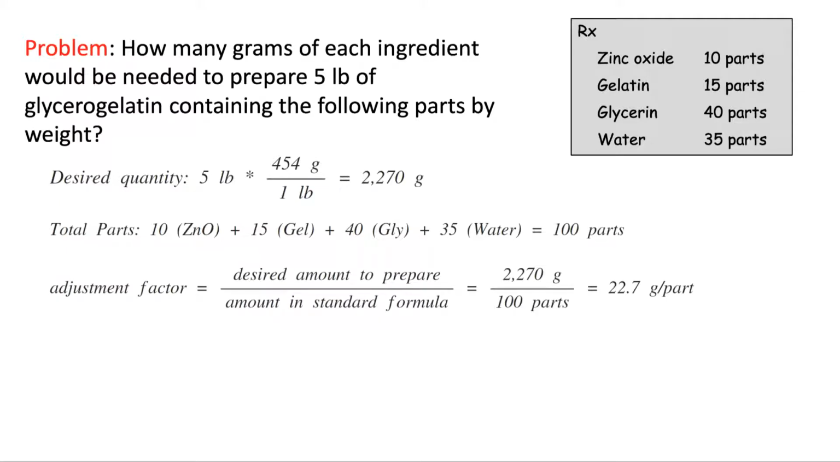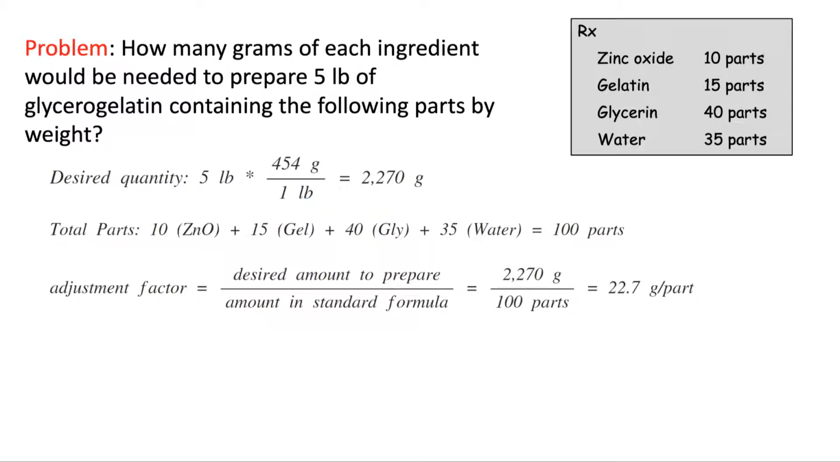So now I can calculate my adjustment factor by taking the amount that I want to prepare, which is the 2,270 grams, and dividing it by the amount specified in the formula, which, bear with me, it seems a little weird here, but we just said was 100 parts. We added it all up, and the total weight in the formula was 100 parts. So now I don't get a unitless number like I did previously. Now 2,270 grams divided by 100 parts equals 22.7 grams per part. My units don't cancel. In this case, that's fine. It is still the adjustment factor that I'm going to need to use.